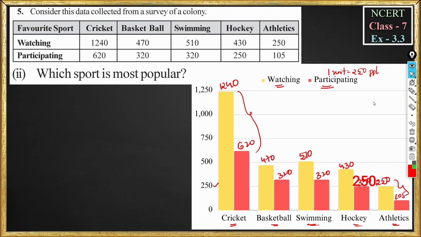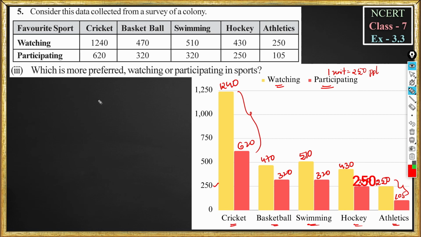Now let us see question number 3. Which is more preferred, watching or participating in sports? If you see in all sports, cricket, basketball, swimming, hockey and athletics, the number of people who are watching is more than participating. Here this is 470 which is more than 320, 510 which is more than 320, 430 more than 250 and 250 more than 105. So in all cases, watching is more than participating.